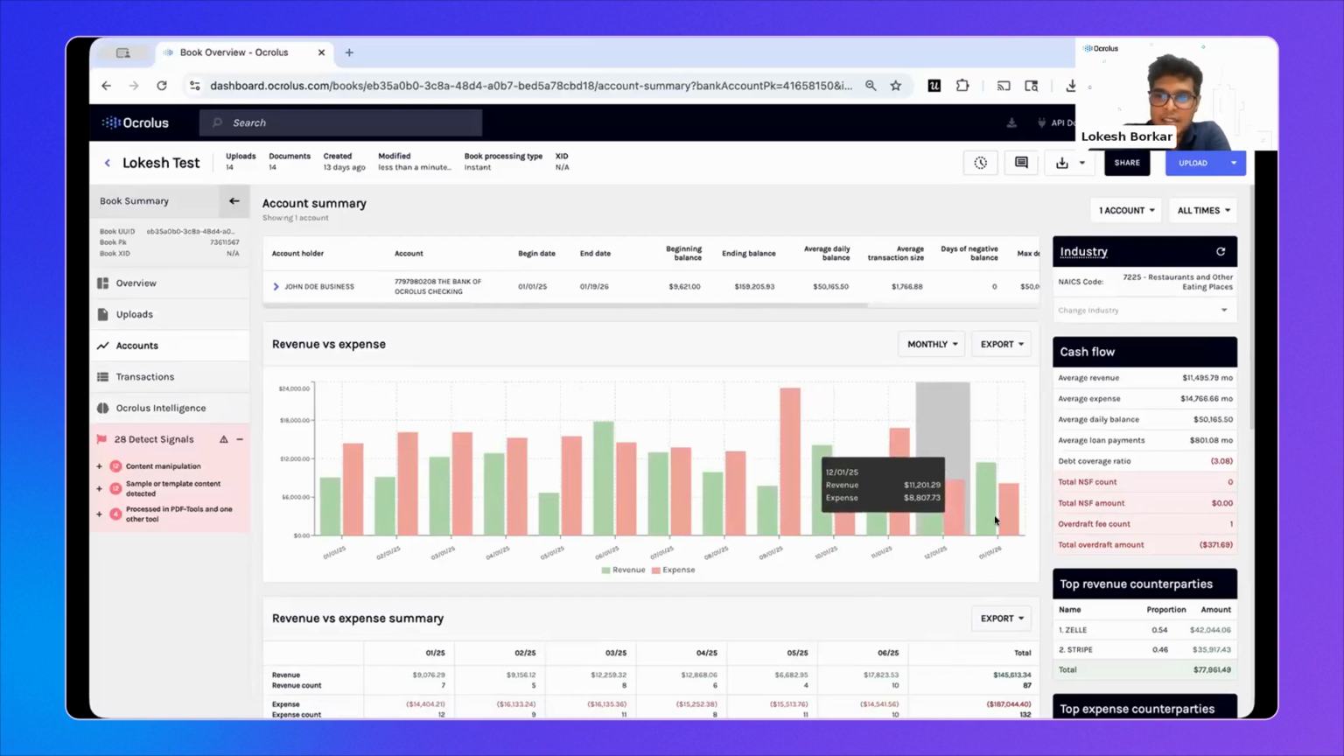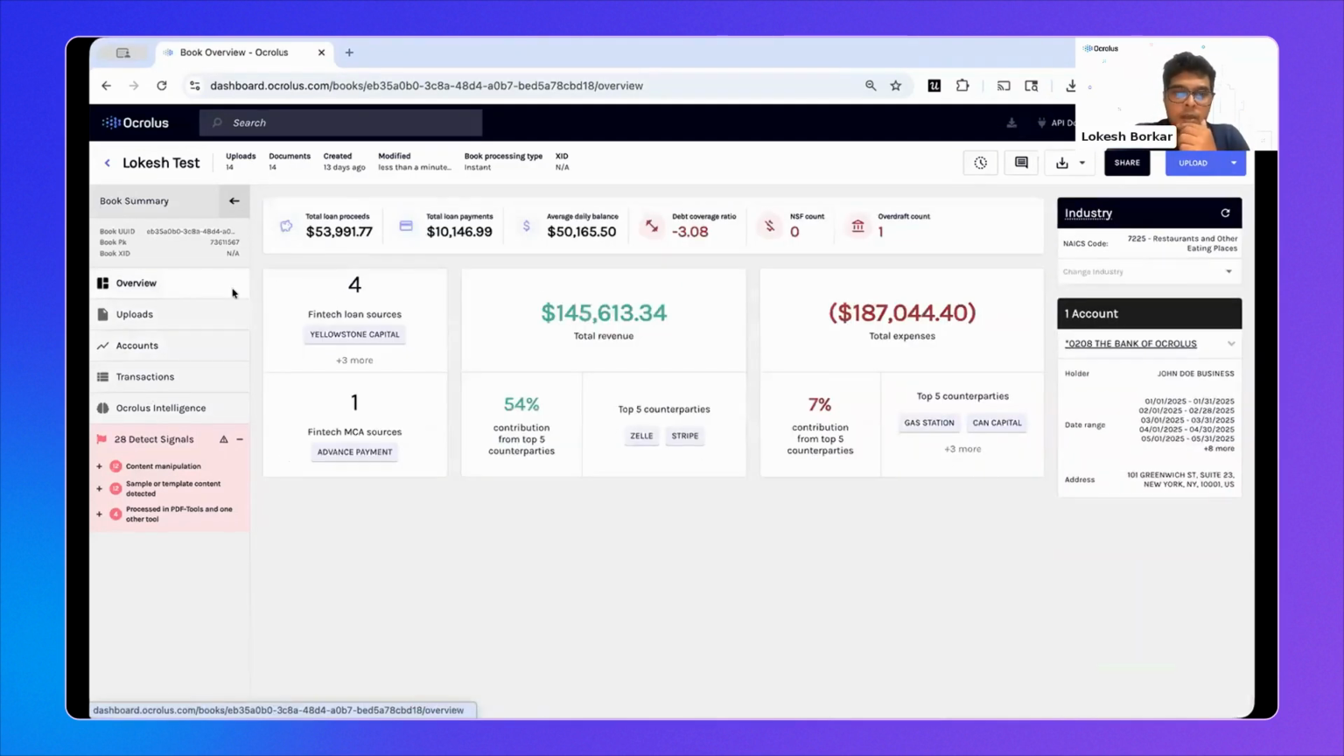Eyeballing, you can see that the revenue and expense are roughly in the same proportions, and there's nothing to really worry about here. But if you look at the overview page and look at its total loan proceeds, there's a sudden increase of $50,000 of debt. Maybe that is the debt that I actually gave him, but that's the jump that I can see here.